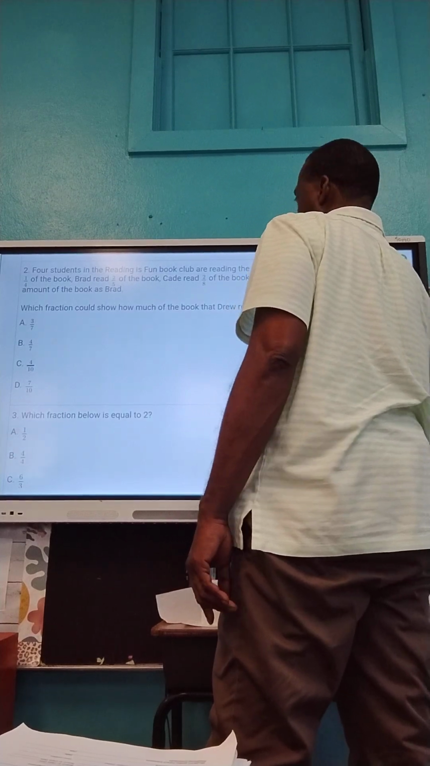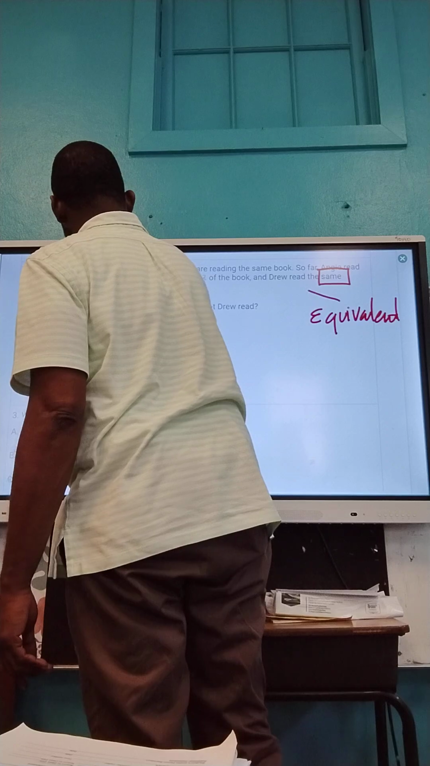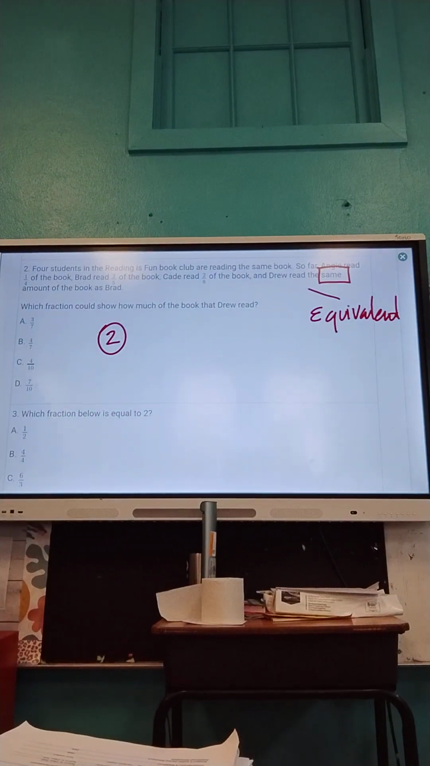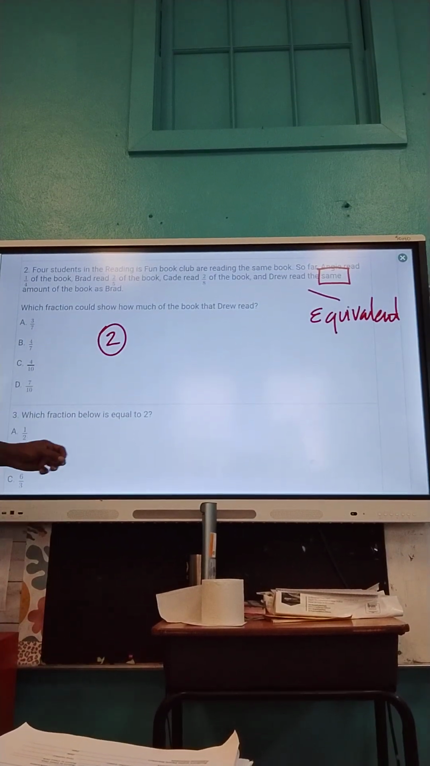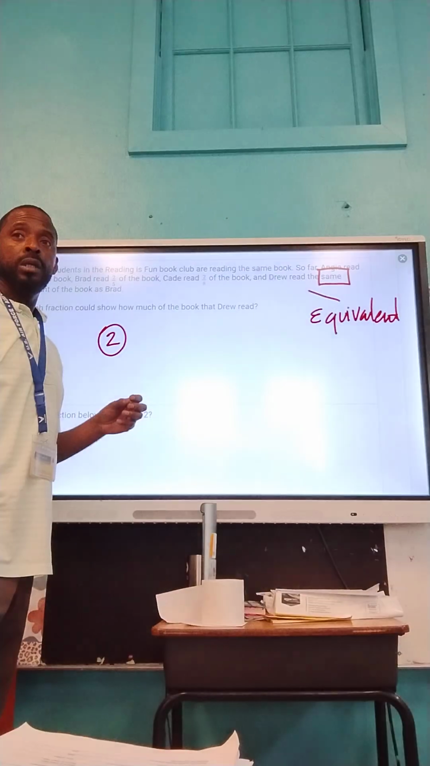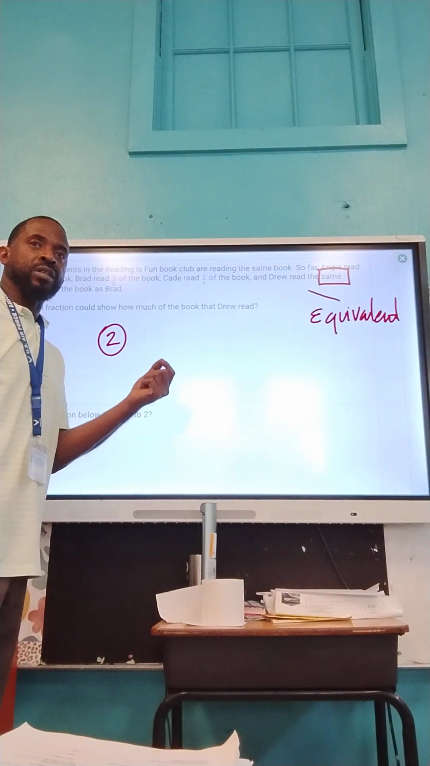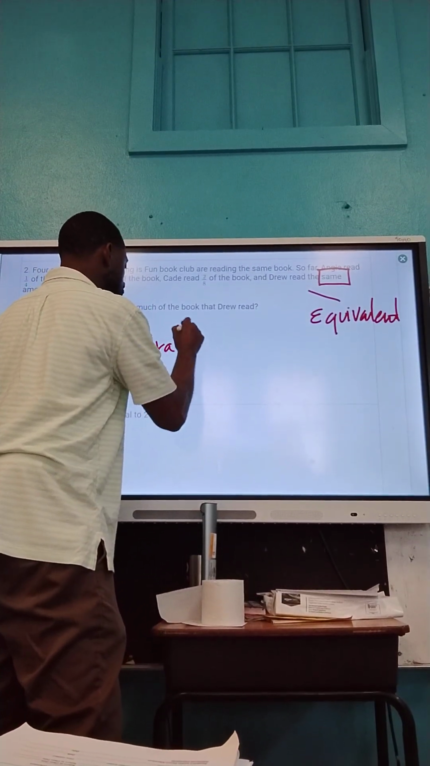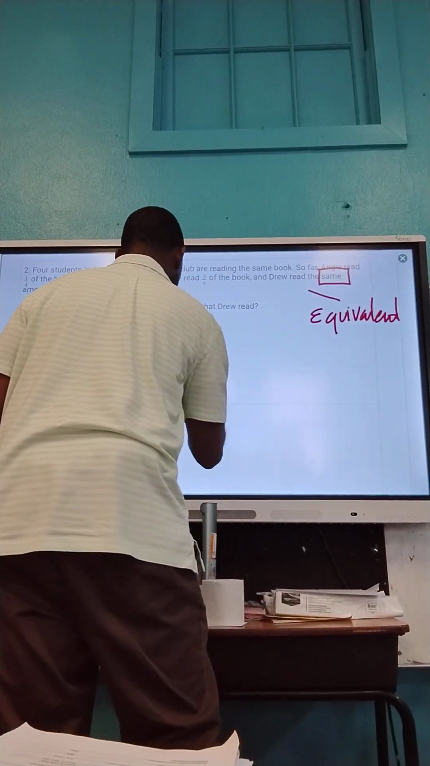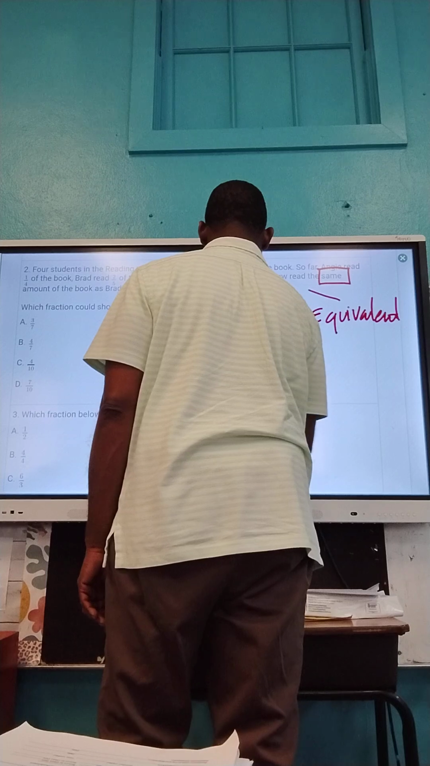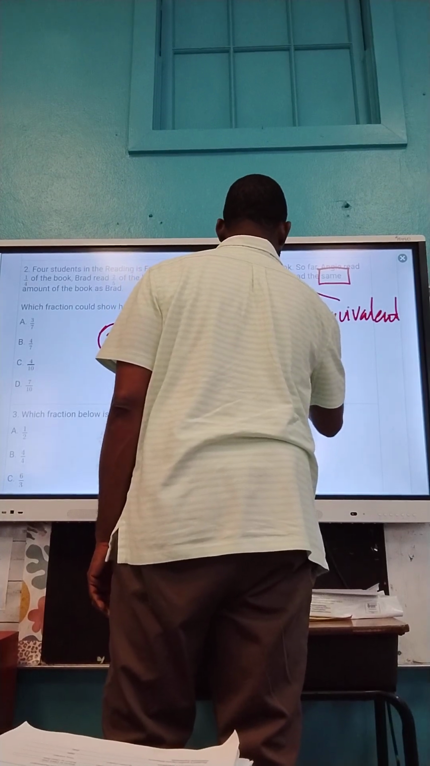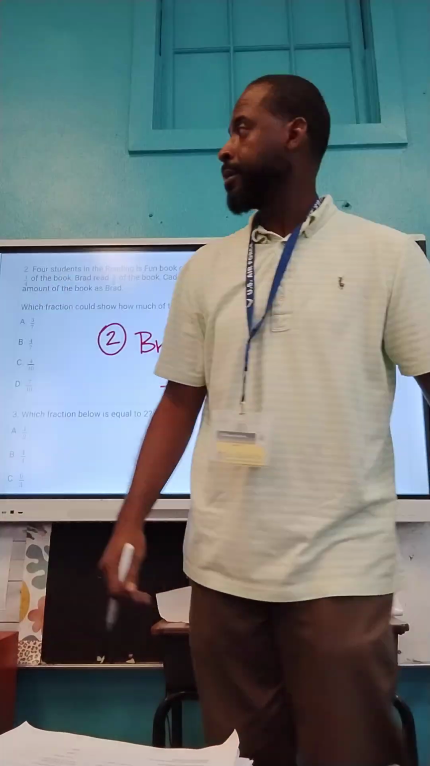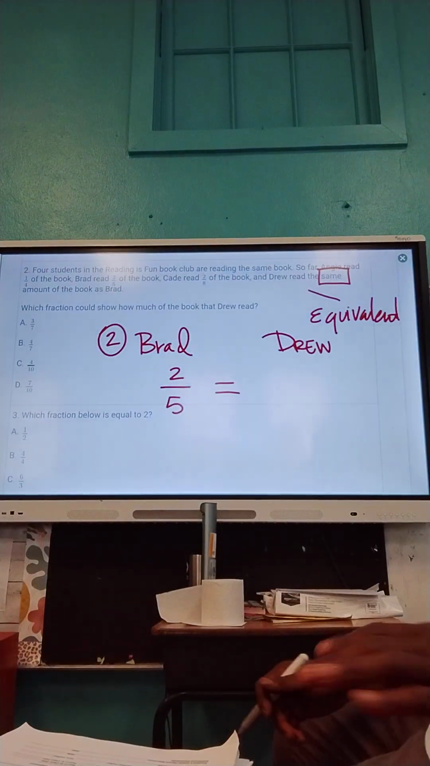Now, on my scratch paper, I'm going to have the number 2 circled. Now, in the question, they want to know what part of the book who read. Which 2 people have read the same amount? Brad. How much did Brad read? 2 out of 5. So on your scratch paper, you should have 2 out of 5 like this. And you're going to write Drew's name right here like such. I need you guys to do that for me right now.